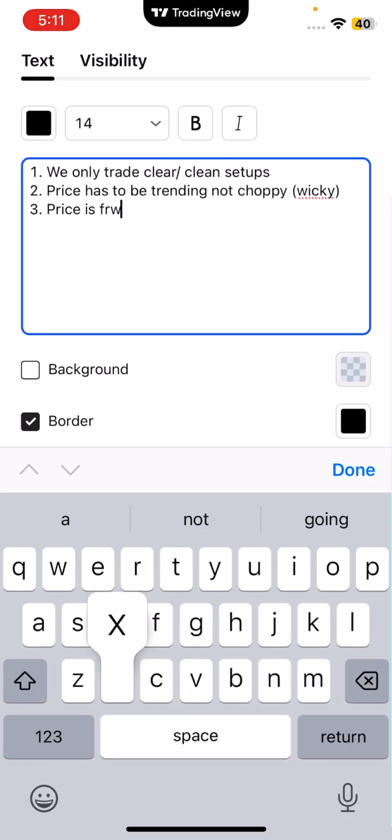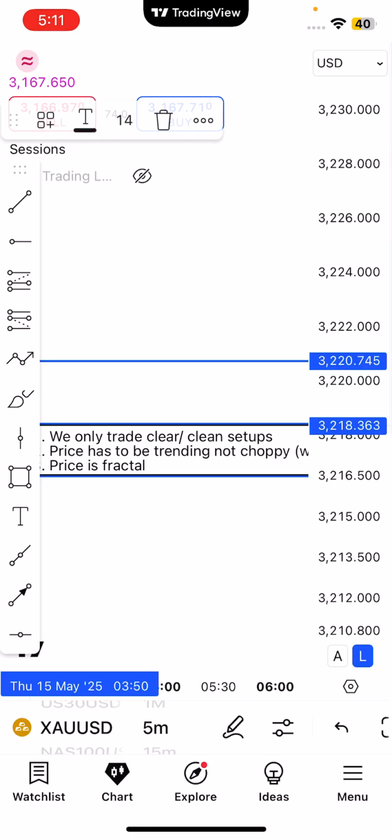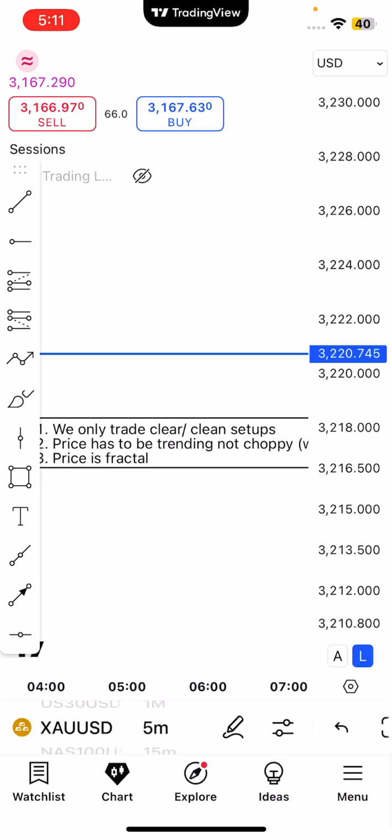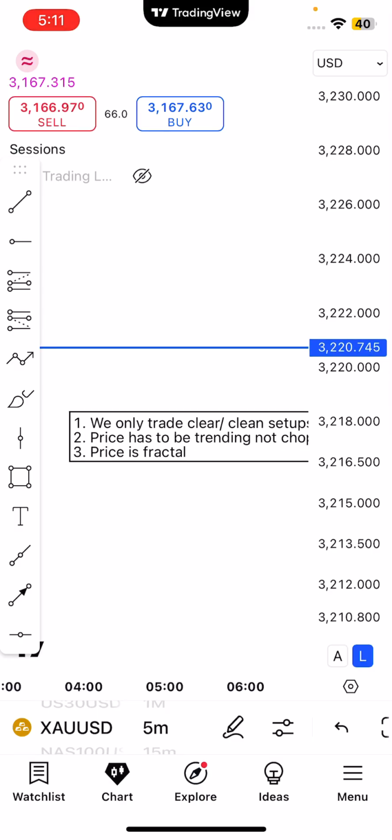Price is fractal. So what does that mean? That means that whatever's happening on the higher time frame is happening on the lower time frame. It's just that there's more data on the lower time frame. So if you want to simplify, you go up. If you want to be precise, you go down in terms of time frames, right?